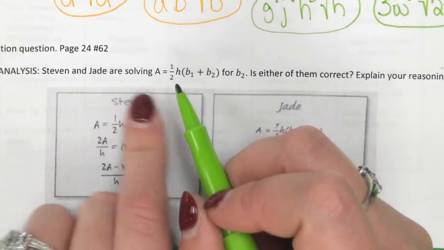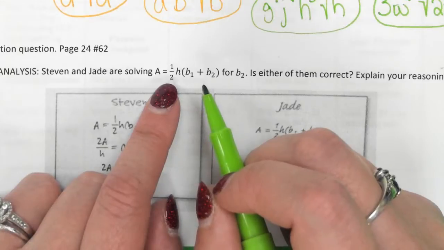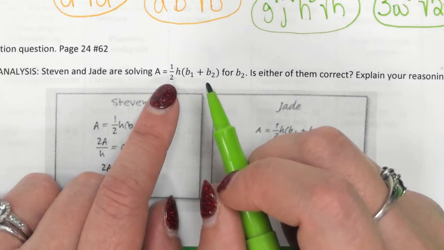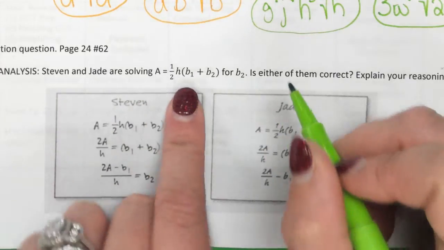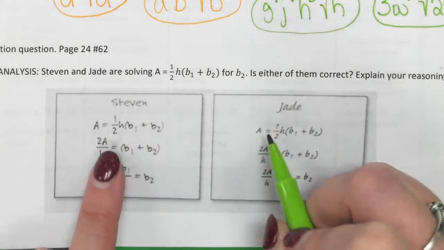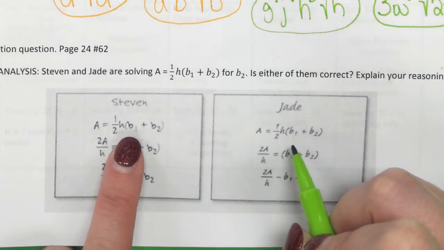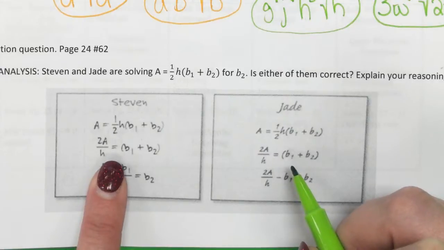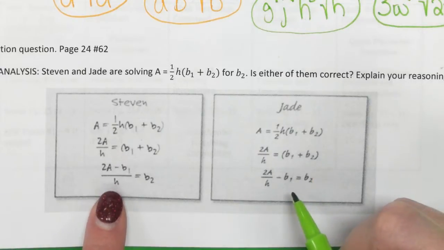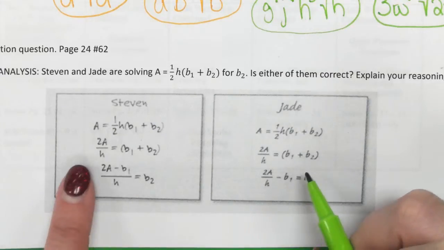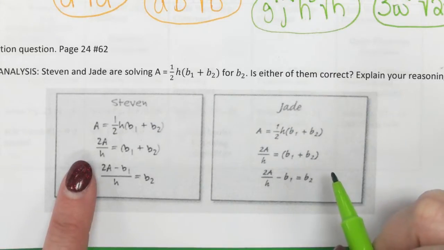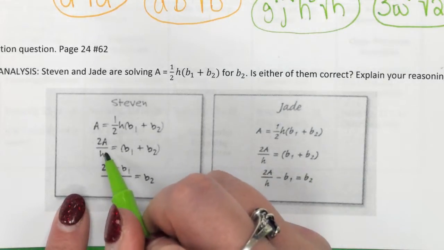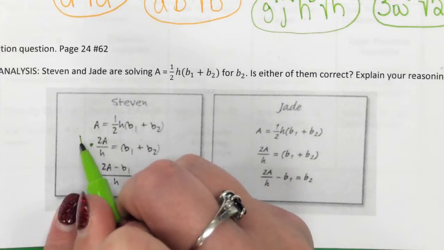So you got Stephen and Jade. Y'all ready? You got Stephen and Jade, and we got to figure out which one of them is right, okay? So here's the equation, 1/2 h, b sub 1 and b sub 2. So did they do anything different on the second line? Nope, they're both the same on the second line. What about this line? Are they different here? All right, so we got to figure out what they did. So what are we trying to solve for? All right, so how do you get rid of dividing by h, guys? Times by h.